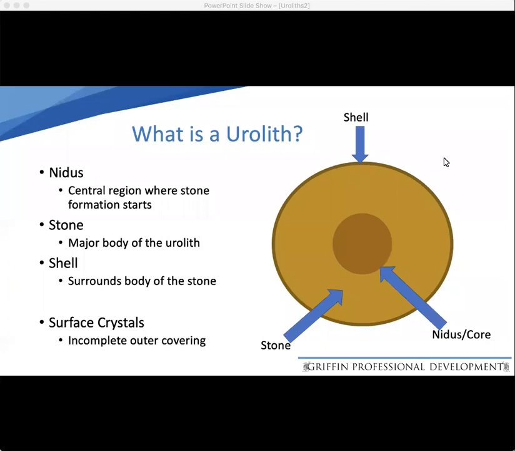So here we can see on the diagram on the right-hand side of your screen, we have the central core or nidus of the stone, and this is the central region where the stone formation starts. We then have the main body of the urolith surrounding that, and then finally we have a shell which surrounds the body of the stone, and we can also have surface crystals which are an incomplete covering on the outside of the stone. So it can be made up of several different types of mineral.